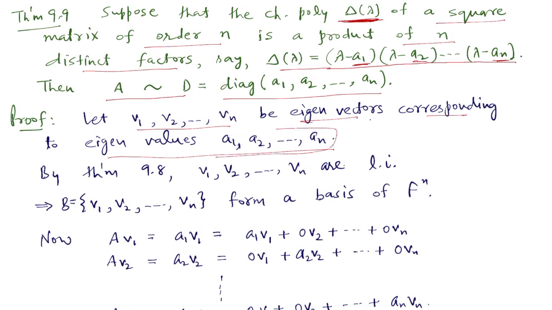Because a1, a2, ..., an are distinct, by theorem 9.8, v1, v2, ..., vn are linearly independent, and these are n in number. So this set B is a basis of Fn.